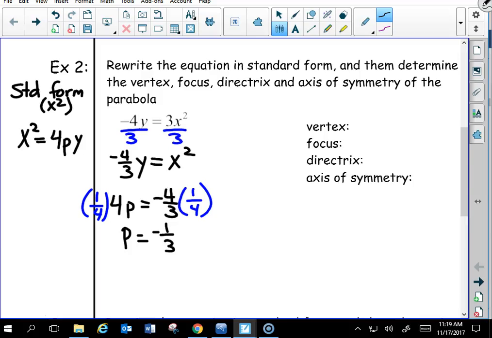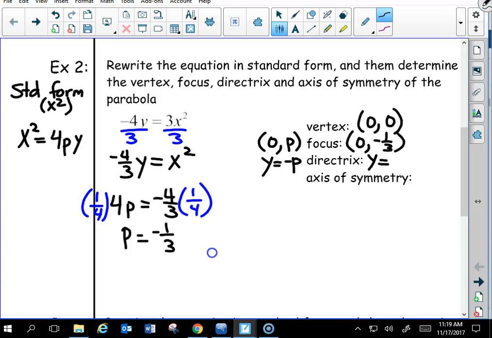The vertex again is at 0, 0 because we don't have any left, right, or up, down transformations. Those will show up in the next problem. Our focus is at 0, p, so those two coordinates switch when we go to x squared. So our focus is at 0, -1/3. Our directrix is the same idea, only now it's y equals -p, so y equals 1/3. And the axis of symmetry is the y-axis, which is at x equals 0.